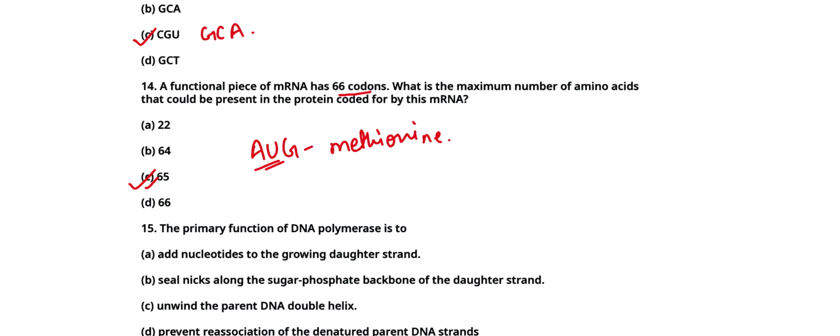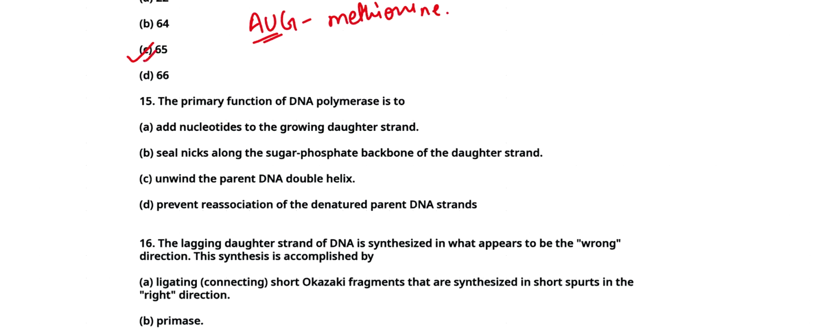Our 15th question is, the primary function of DNA polymerase is to: add nucleotides to the growing daughter strand, seal nicks along the sugar phosphate backbone of the daughter strand, unwind the parent DNA double helix, or prevent reassociation of the denatured parent DNA strands. Answer will be A, add nucleotides to the growing daughter strand.